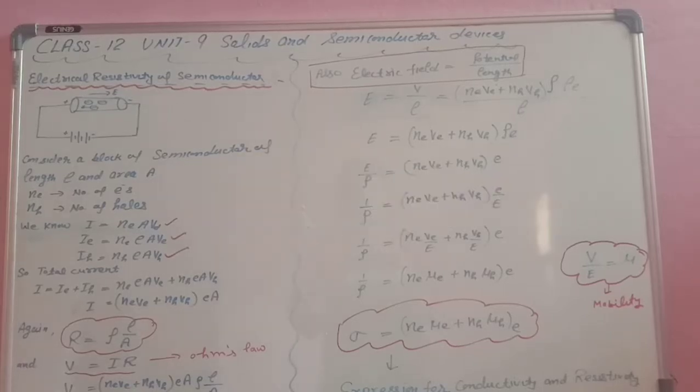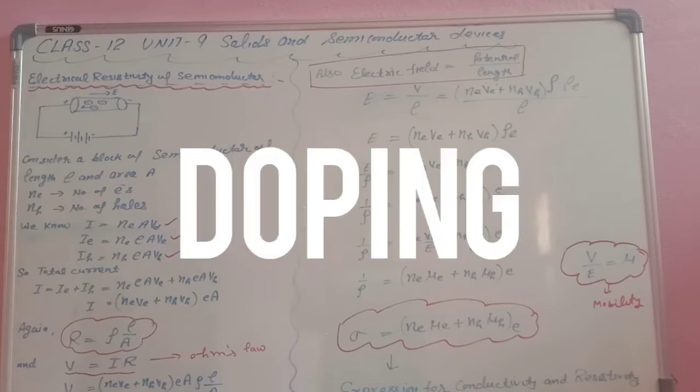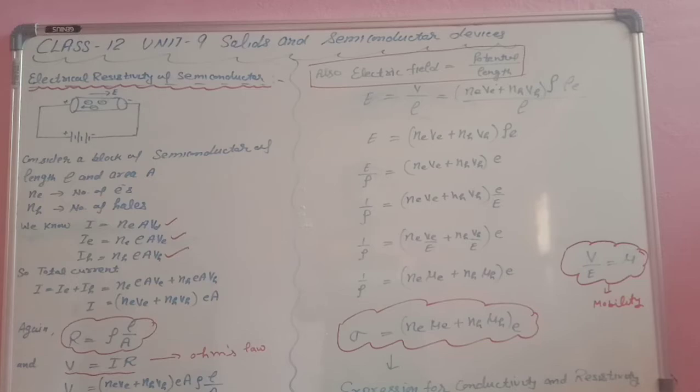Dear students, in my last lectures I taught you about trivalent and pentavalent impurities which we can add in a semiconductor to increase its conductivity, and we call this process doping. Doping is the process of adding impurities to a pure semiconductor just to increase its conductivity. Dear students, we have studied so many important points in pentavalent and trivalent impurities.